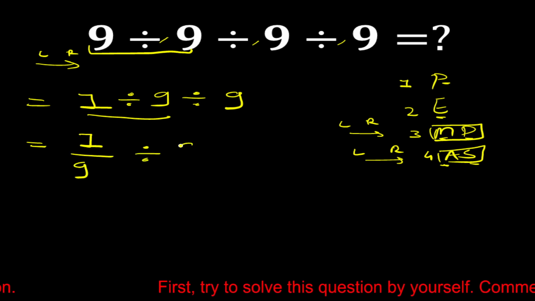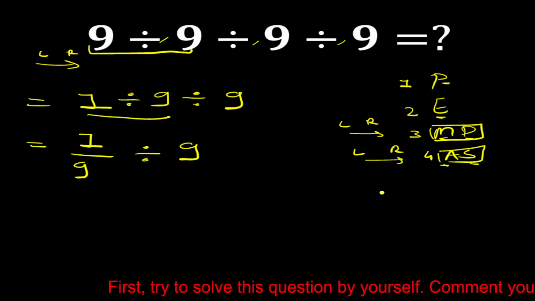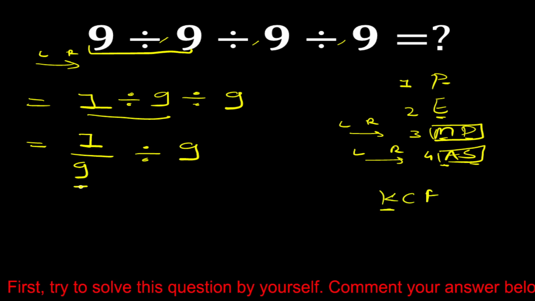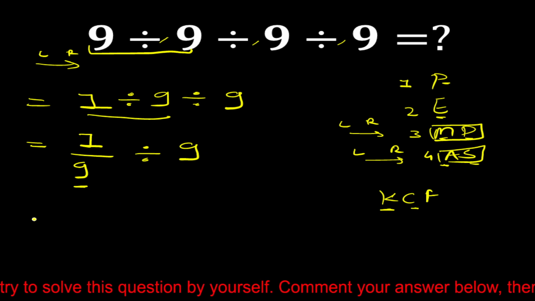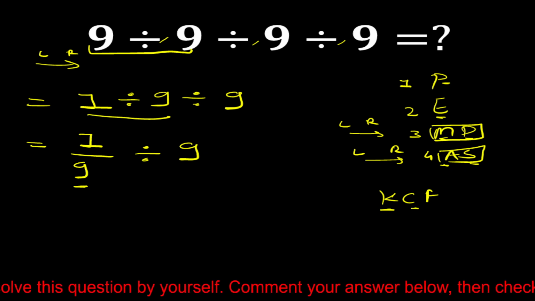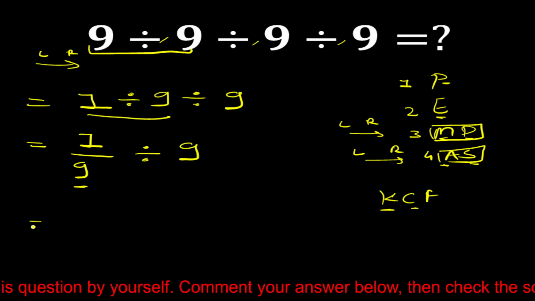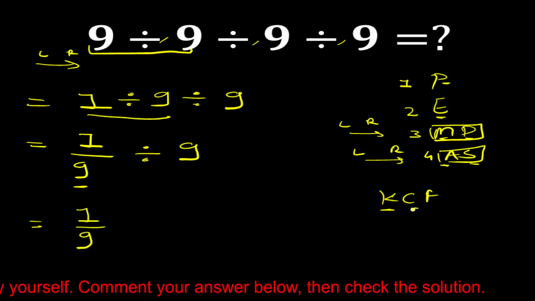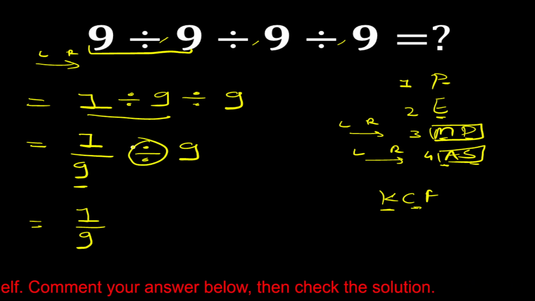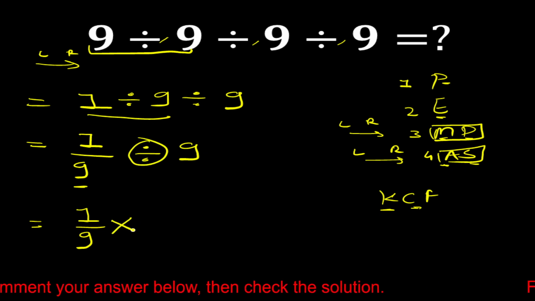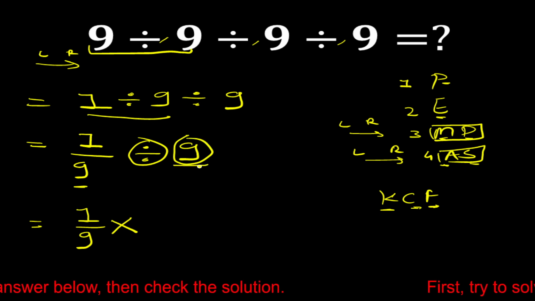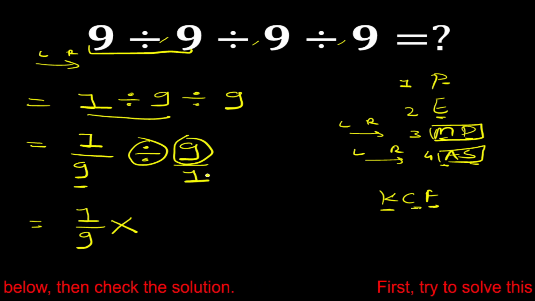divided by 9. Now according to KCF rule, K means keep this 1 by 9 as it is same. So here write 1 by 9 as it is same 1 by 9. C means change this division to multiplication. And F means flip this last 9 by 1. Here is nothing, so we can write as 1.